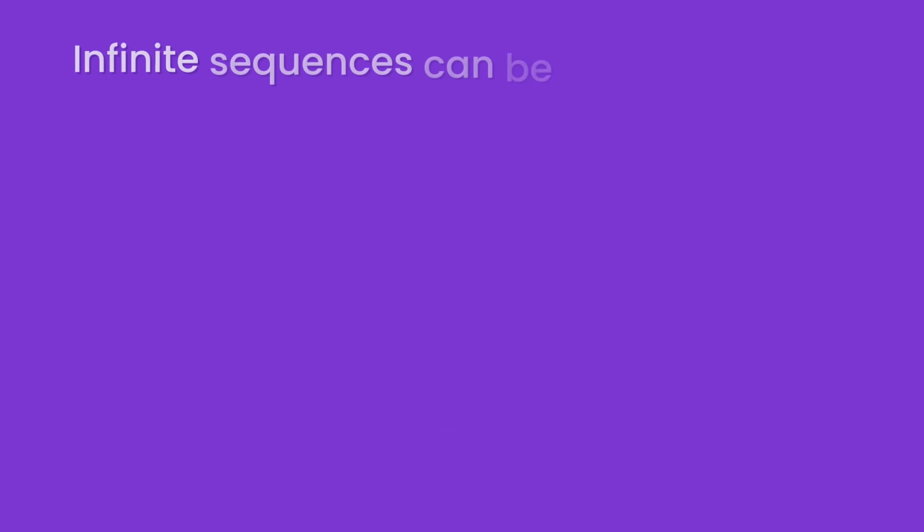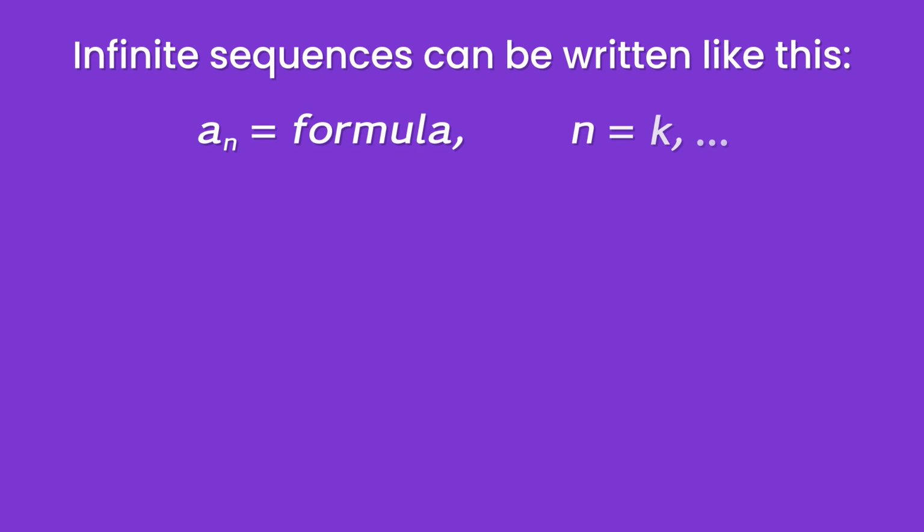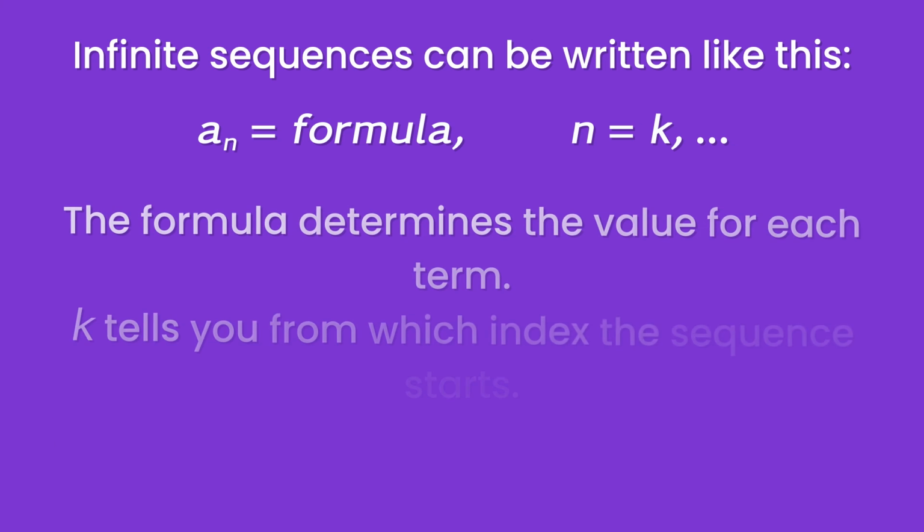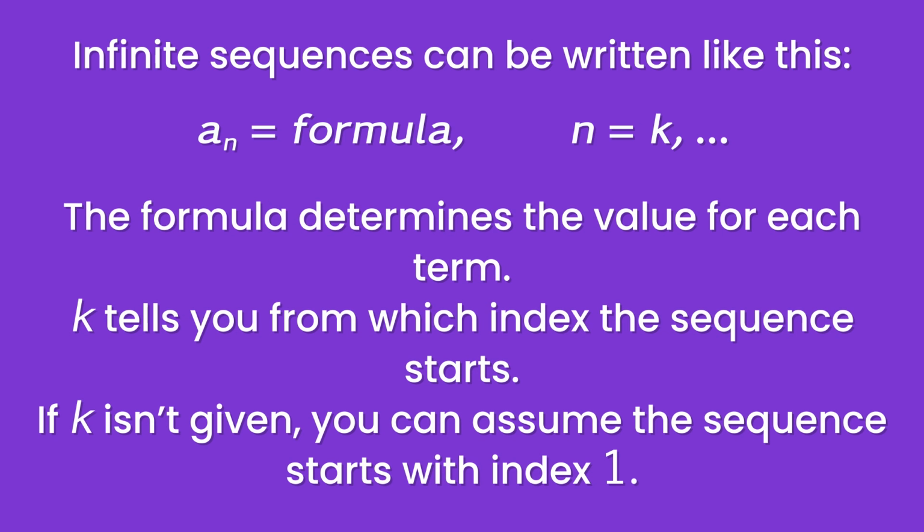Infinite sequences can be written like this: a_n equals a formula, from n equals k to infinity. The formula determines the value for each term. K tells you from which index the sequence starts. If k isn't given, you can assume the sequence starts with index 1.